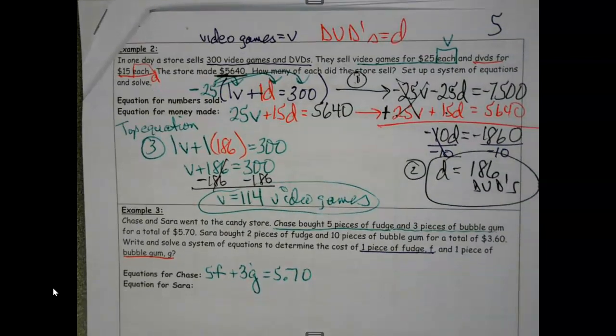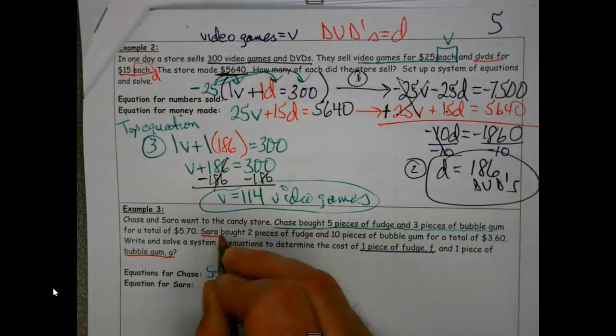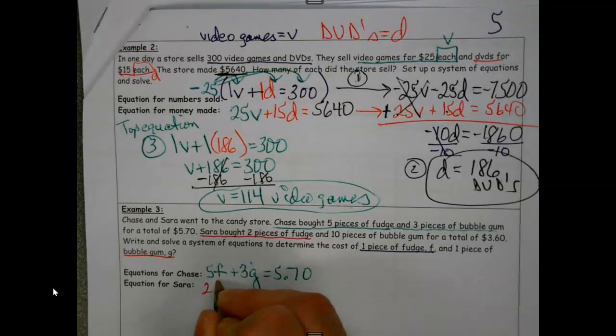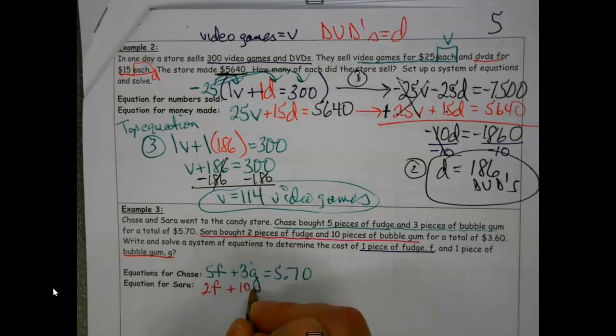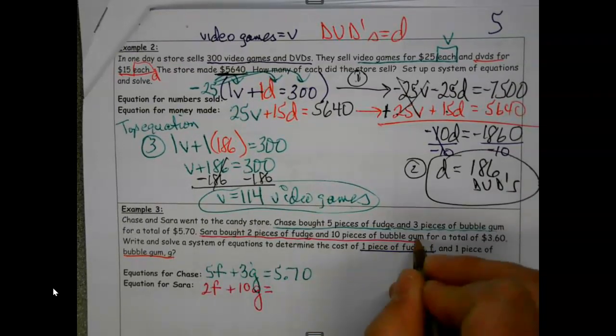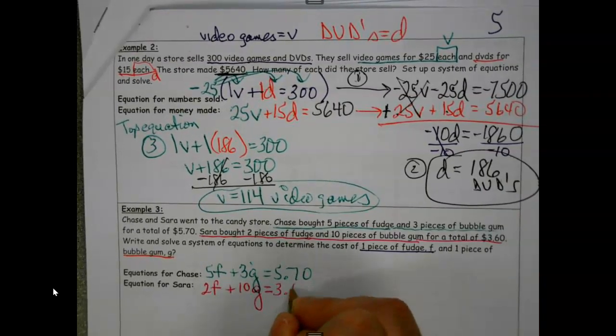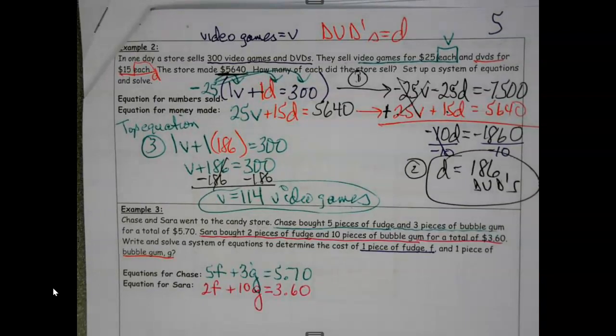So then Sarah bought 2 pieces of fudge and 10 pieces of bubble gum for a total of $3.60. So again, a little different way of looking at it. Because this time we just took each individual person and gave them their own equation instead of doing one for the number and one for the money. So again, it depends on what we're given.